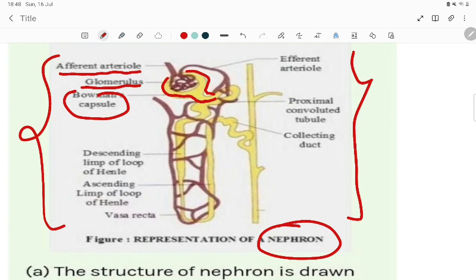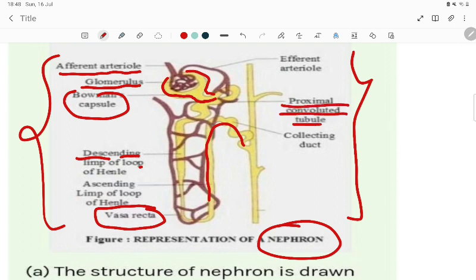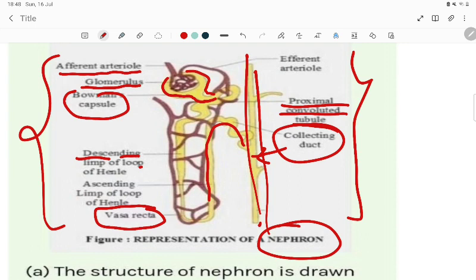Now the blood goes to the descending limb of the loop of Henle. This is the loop of Henle. Okay, ascending limb of the loop of Henle. Here is the vasa recta, then blood is going to the collecting duct. Here are the proximal convoluted tubules, and this is the collecting duct. This is the straight one. This is the collecting duct.